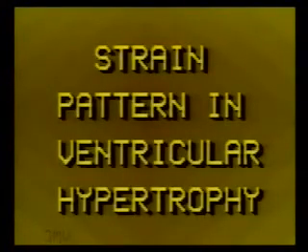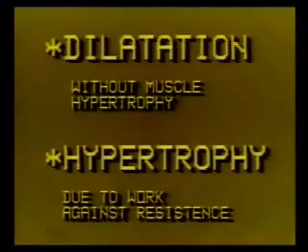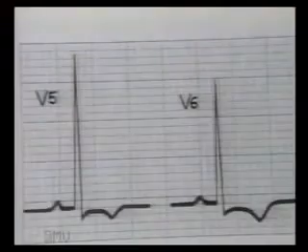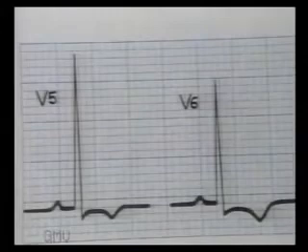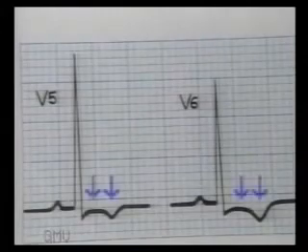Strain pattern in ventricular hypertrophy. Ventricular enlargement is of two types, dilatation and hypertrophy. When the left ventricle has to work against resistance, as in hypertension or aortic stenosis, there will be hypertrophy of its muscle, which will be seen on the ECG as strain pattern in leads V5 and V6.